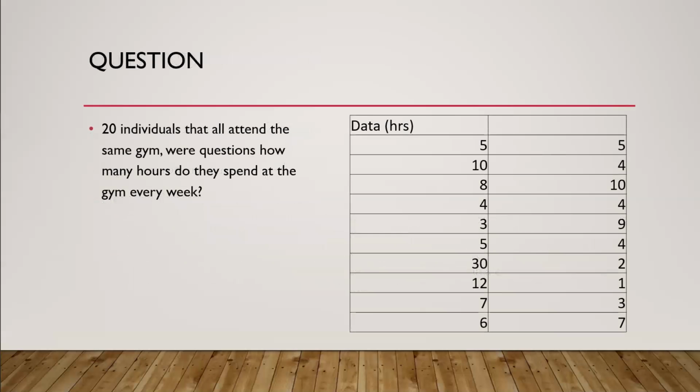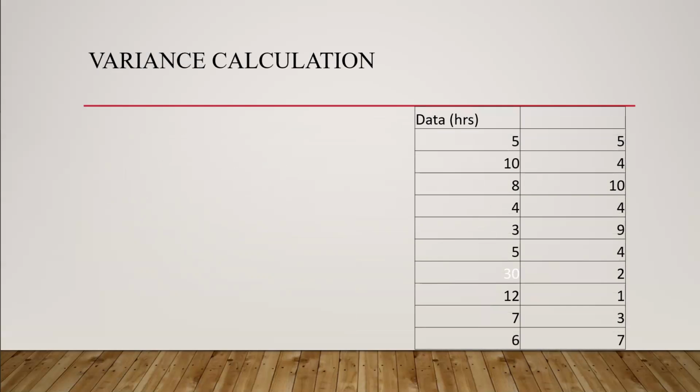Now, I have a question. 20 individuals who all attend the same gym were asked how many hours they spend at the gym every week. These are the data points given: 5, 10, 8, and so on, all the way down to 1, 3, and 7. First, let's do the variance calculation. I highlighted 30 there just for emphasis.